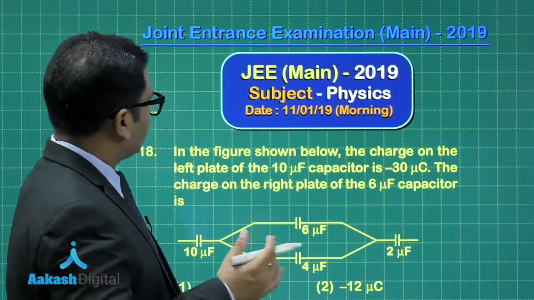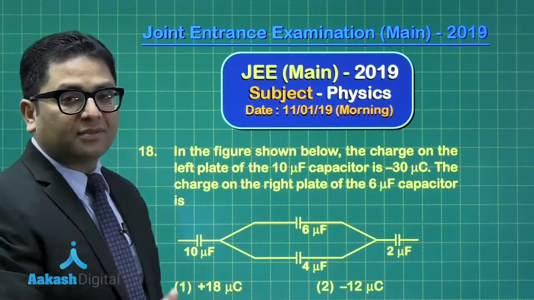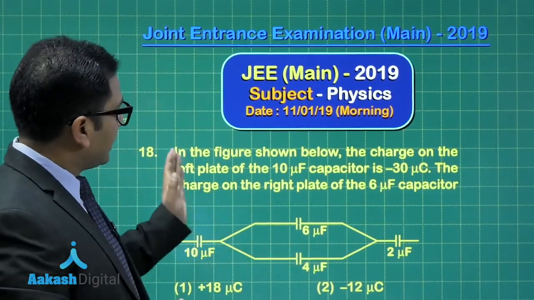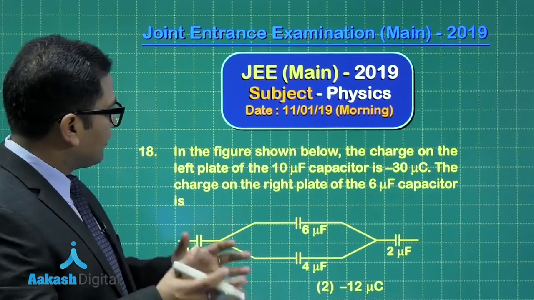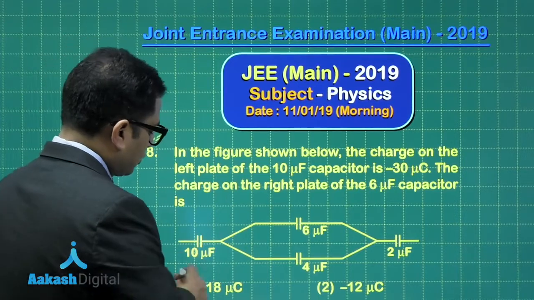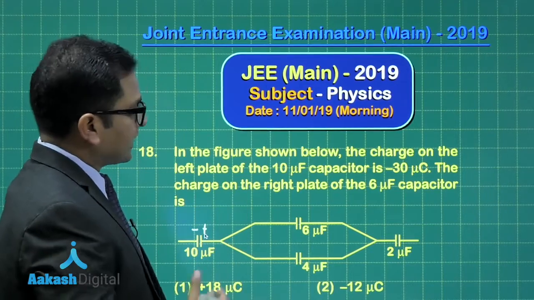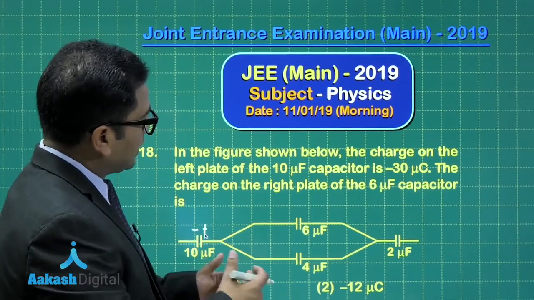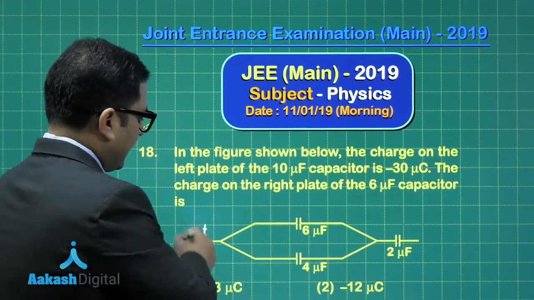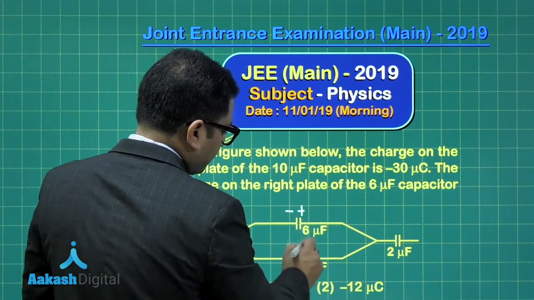Now it's time that we move to question number 18. Question number 18 has been put up from the topic of capacitors, and a basic circuit has been asked. It says, in the figure shown below, the charge on the left plate of the 10 microfarad capacitor is minus 30 microcoulomb. So on the left is minus, so quite obviously on the right would be plus 30 microcoulomb. The charge on the right plate of the 6 microfarad capacitor on the right. So quite obviously, as per the given charge configuration, a distribution of this would be there.